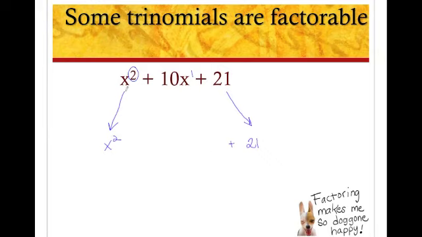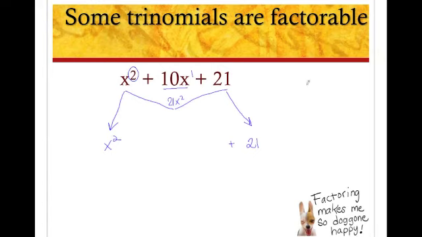The next thing, and this is when you form your M, is to multiply your first and last term. So I'm going to put that here in my little dip. So x squared times 21 is 21x squared. So now is the thinking part. What multiplies to give me 21x squared and adds to give me 10x?